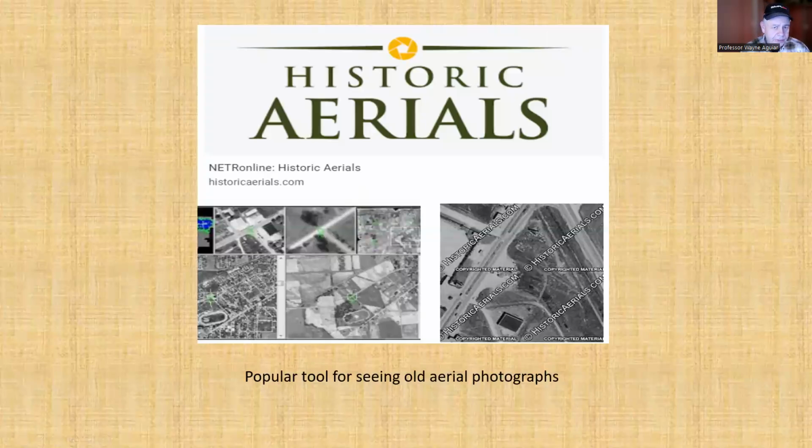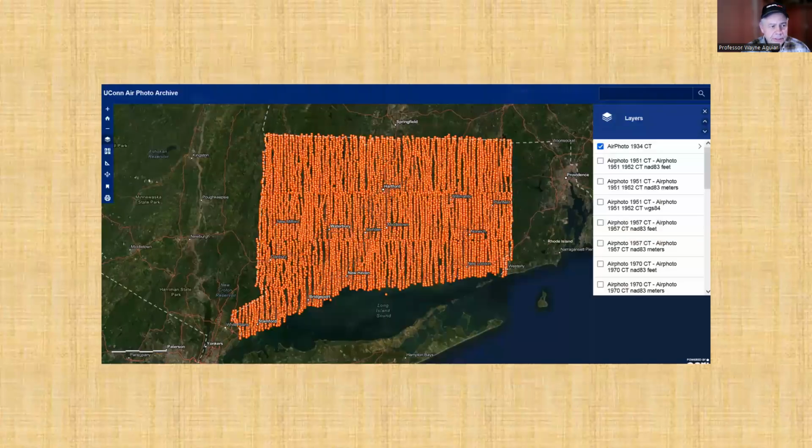Now, you have different historic aerials depending on where you are in the country, where you are in the world, depending on what programs are available to you. In Connecticut, the one that I'm going to be using is from UConn. It's kind of a UConn Air Photo Archive. And that's pretty much what you're looking at here in this slide.